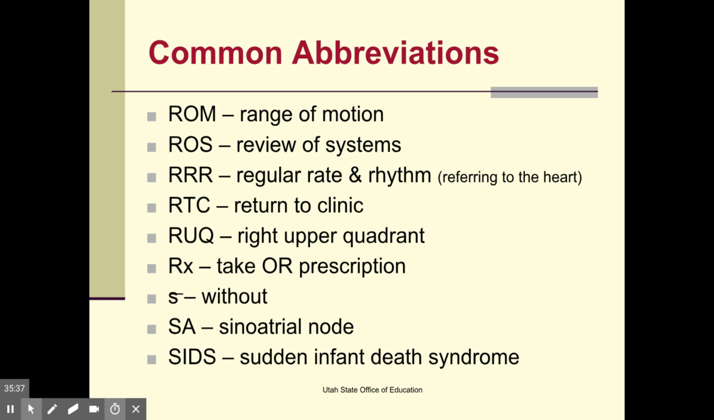Right upper quadrant is RUQ. Prescription is RX. S with a line over the top of it would be without. So C with a line over it is with. S with the line over it means without. SA means the sinoatrial node, which is part of the heart. SIDS is sudden infant death syndrome, generally only used in the pediatric clinic.